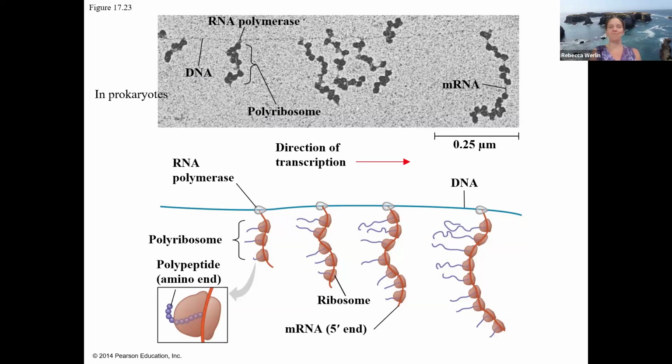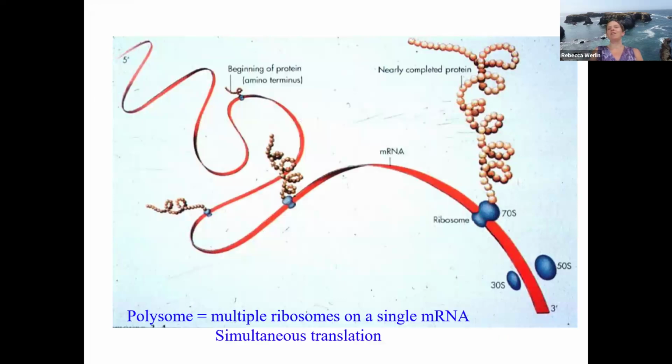Okay? Now, both eukaryotic cells and prokaryotic cells can have multiple ribosomes on the same transcript. If you need a lot of that protein fast, that's the easiest way to do it. So multiple ribosomes on the same transcript are called polysomes. And polysomes exist, as I said, in both eukaryotic cells and prokaryotic cells.